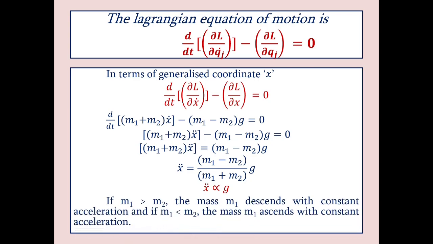See, this m1, m2 are all constant, so we can write x double dot is proportional to g. Which says that the acceleration of the motion of the Atwood's machine is proportional to the gravity. So this is the required equation of motion of Atwood's machine. If the mass m1 is greater than mass m2, the mass m2 will go down with a constant acceleration. If the mass m1 is lighter than the mass m2, the mass m1 will go up with constant acceleration.